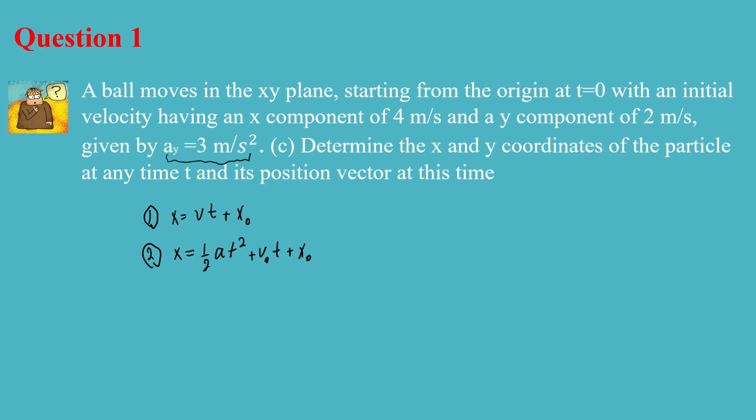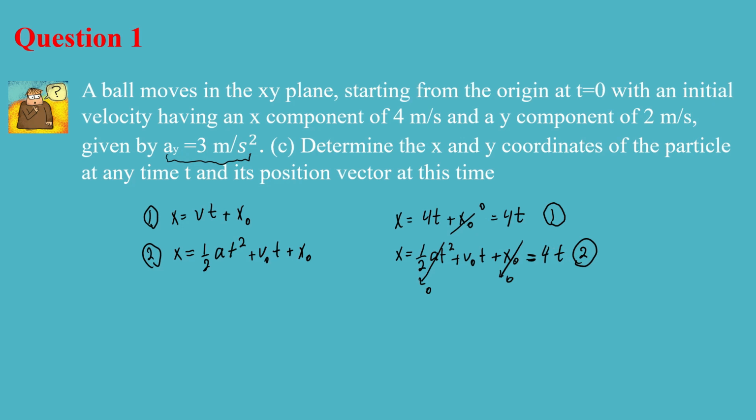I'm going to go with the x-axis first. If I go with equation 1, then my x is going to be 4t plus x naught, and it starts from the origin, so x naught is going to be 0, so this is going to be 4t. This is with the first equation, I'm going to call it 1. And if I go with the second equation, then I have half of a t squared plus v naught t plus x naught. Again, my initial position is 0. Acceleration is 0, so this part turns to 0, and it's going to be 4t with equation 2. So I end up with the same answer.